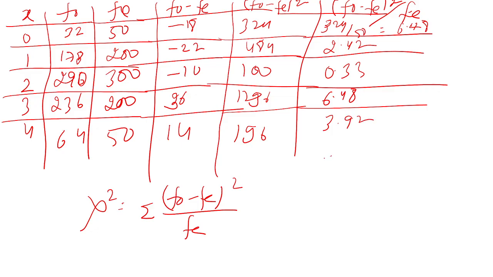Now the summation of (fo minus fe) whole square upon fe will be 6.48, 2.42, 0.33, 6.48, 3.92. It becomes 8.9, 9.33, 15.81, and in total 19.63.